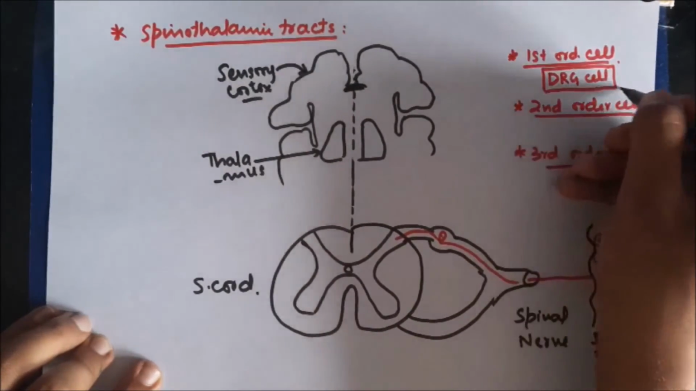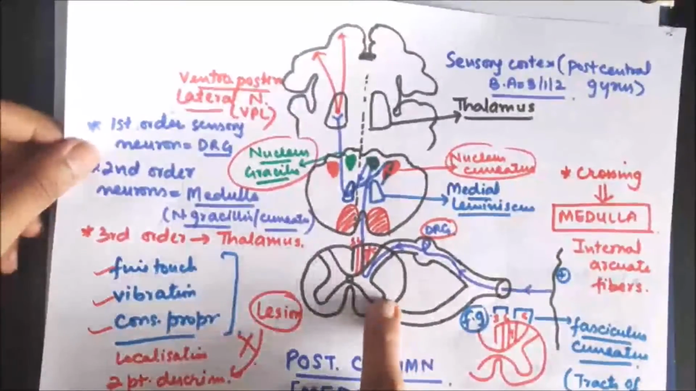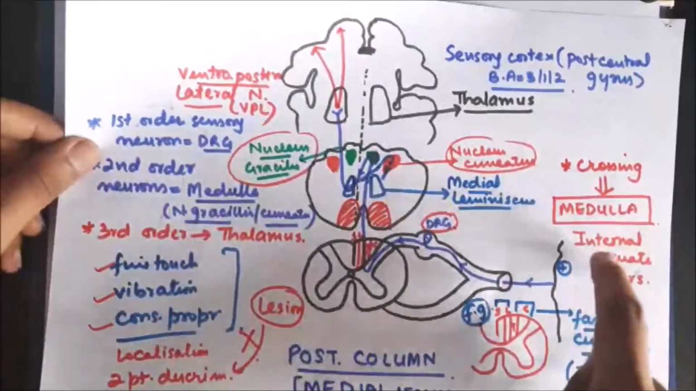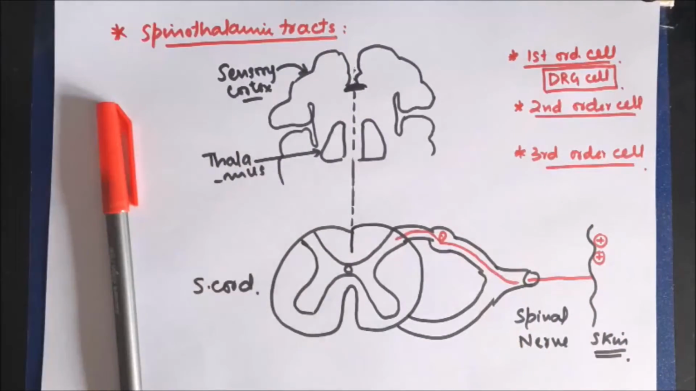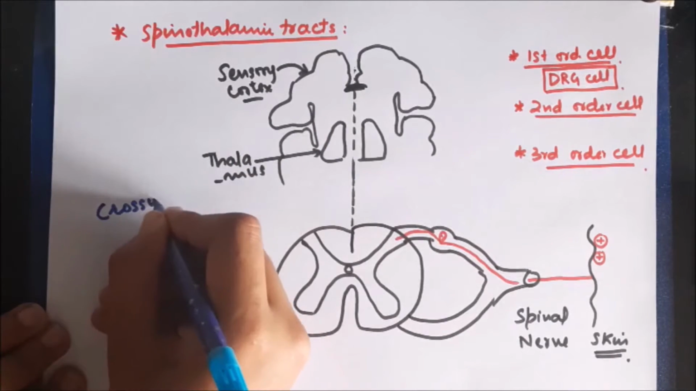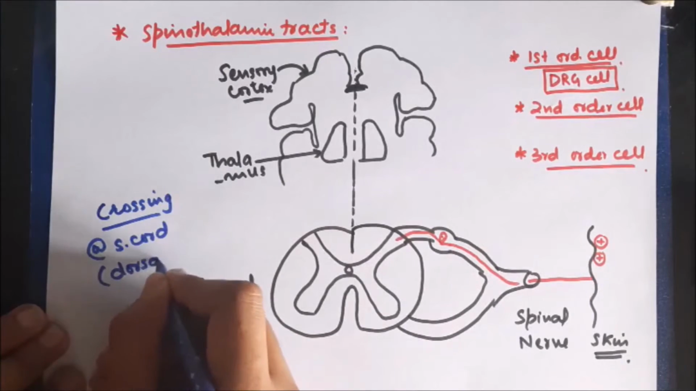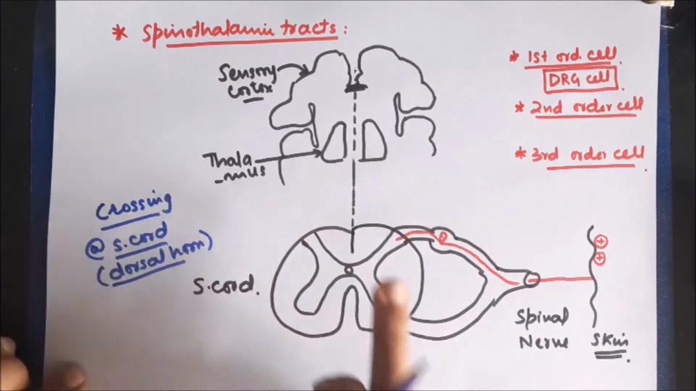In this case, the peripheral processes carry impulses from the periphery towards the dorsal root ganglion. Now in the posterior column, these fibers crossed at the medulla, as internal arcuate fibers. Here these fibers cross at the level of the spinal cord. So crossing in the spinothalamic tract occurs at the level of the spinal cord, not at the level of the medulla.